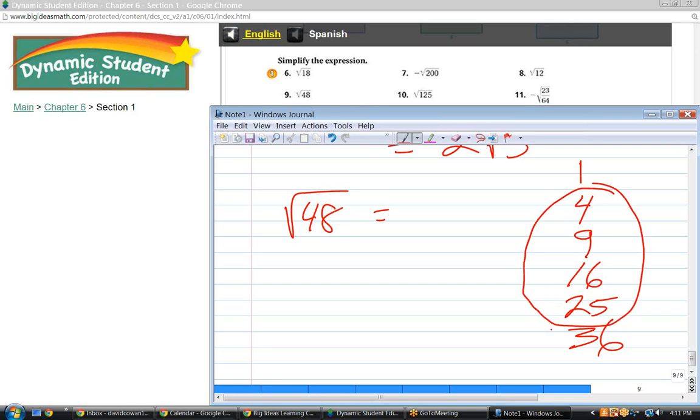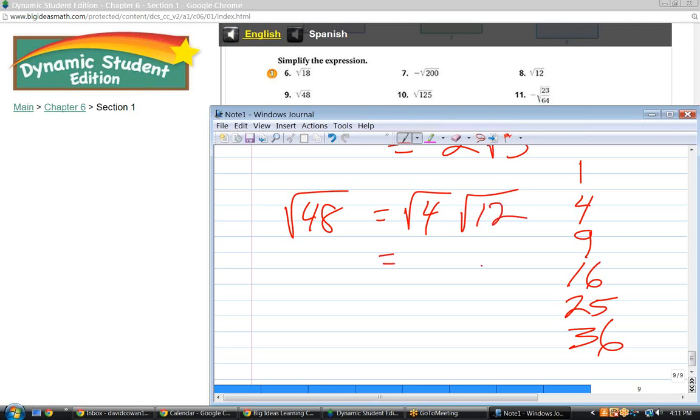So is 48 divisible by any of those numbers? It's divisible by 4. Okay, let's do that one. Square root of 4 times 12, and then you get 2 root 12. Now root 12, can you break it down? We just did the previous problem. Yeah, 3 and 4. So that's 2 times root 4 times root 3, which is 2 times 2, so it's actually 4 root 3.